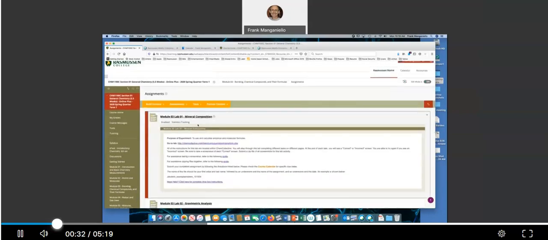So what you're going to be doing in this lab is they're going to give you some numbers of different elements. And you're going to look at those and determine what the empirical formula is. Now, if you don't know what empirical formula is, you can either Google it or look it up. But essentially, it's going to be the smallest formula that exists using these elements.